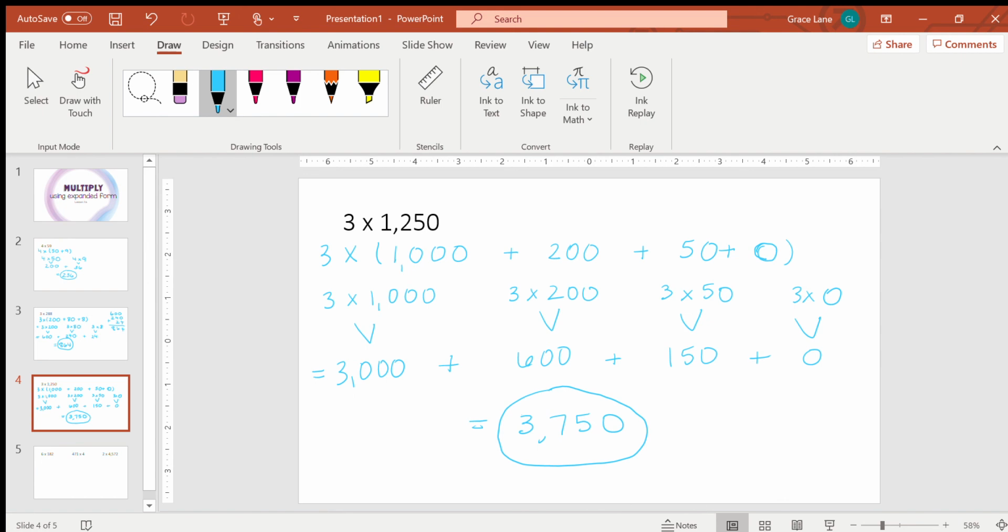And so again, I know this seems like a lot of steps, but in the next lesson, when we start talking about partial products, our multiplication problems will be written vertically, and so you won't see all of these steps. This is just really visually seeing where each of these numbers are coming from.